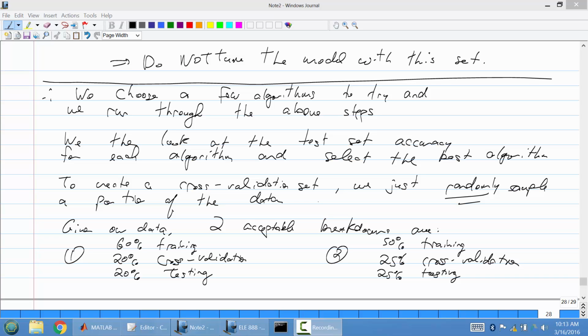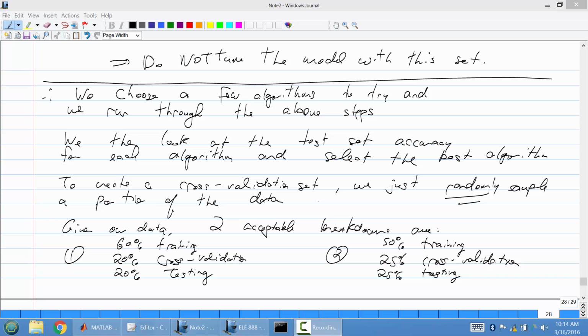So what we've seen so far is a process where you choose an algorithm that you want to start off with, and then you run through the process of tuning the parameters with the cross-validation set and figuring out what the test set accuracy is. So we do that for just one algorithm so far. The usual practice is to do this step with a few different algorithms that we learn, whether that's logistic regression, SVMs, neural networks and so on. So we choose a few algorithms and run through the above steps.